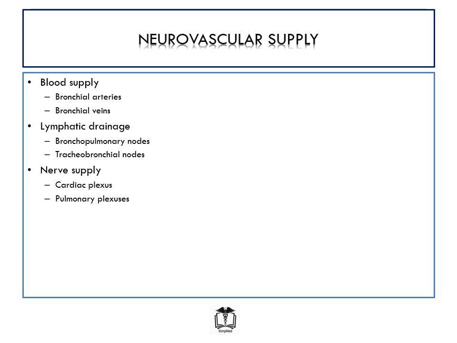Let's talk about the neurovascular supply to the entire bronchus. The bronchus are supplied by bronchial arteries and bronchial veins. In terms of the lymphatic drainage, they are drained by the bronchopulmonary nodes and the tracheobronchial nodes in the thorax. And in terms of the nerve supply, they are supplied by the cardiac plexus and the pulmonary plexus.